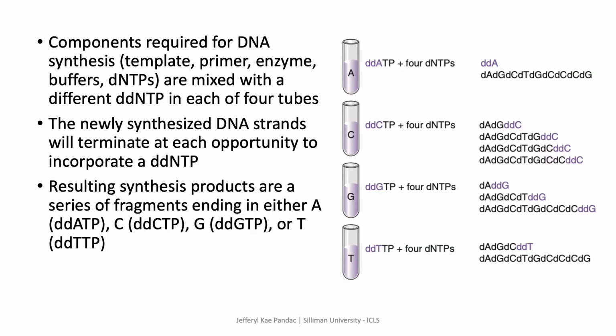The components required for DNA synthesis, which include the template, primer, enzyme, buffers, and dNTPs, are all mixed with a different ddNTP in each of four tubes. With a proper ratio of ddNTPs and dNTPs, the newly synthesized strands of DNA will terminate at each opportunity to incorporate a ddNTP. The resulting synthesis products are a series of fragments ending in either adenine, cytosine, guanine, or thymine.